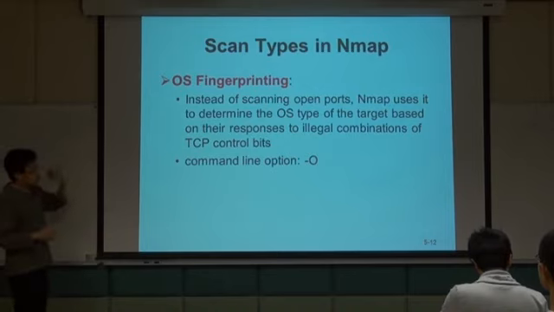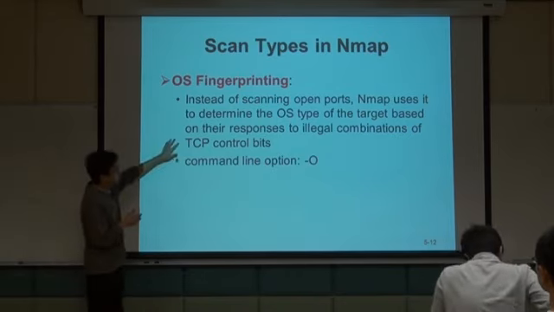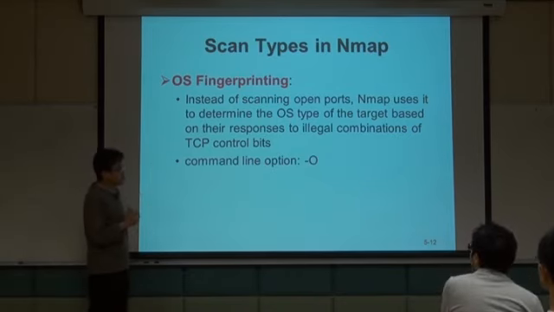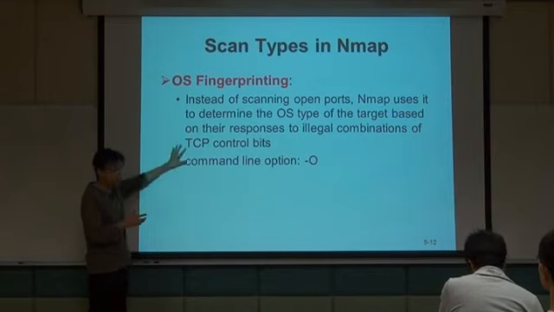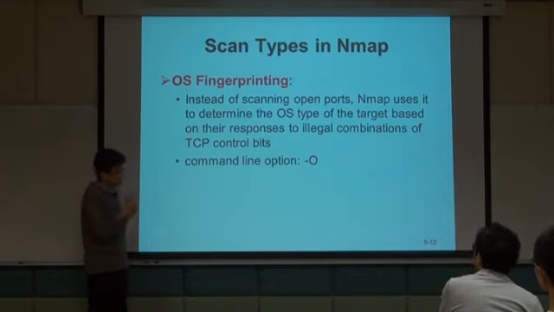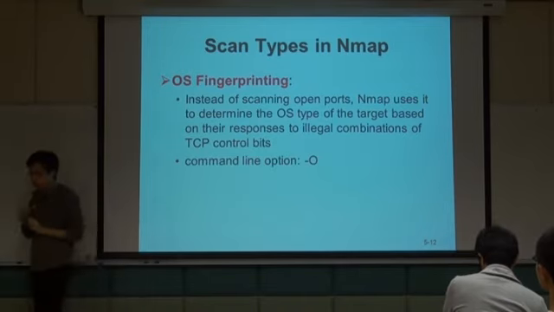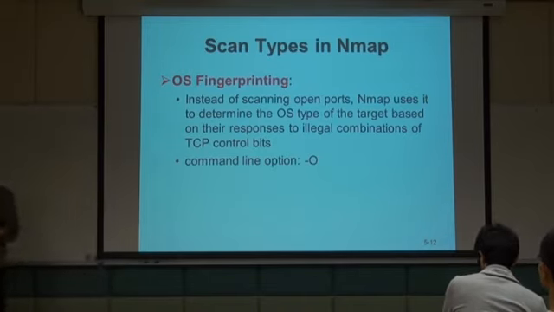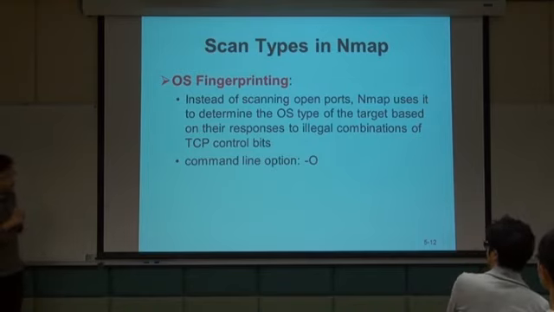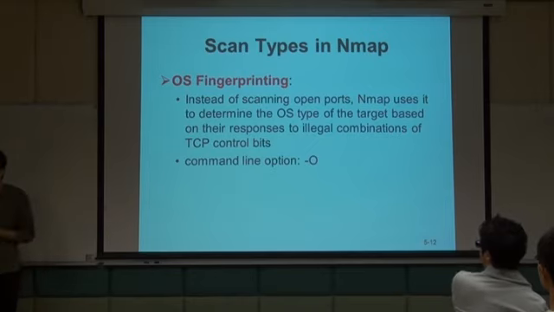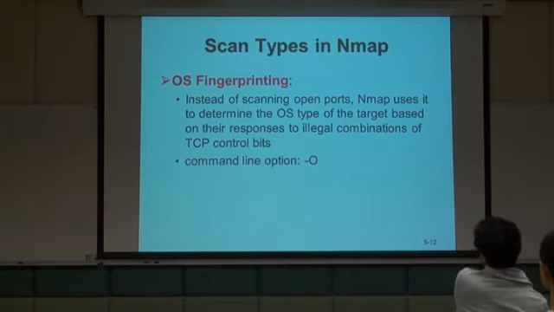Now another one is called OS fingerprinting. That one is a little bit tricky. You look at how the system responds to some illegal combinations of control bits. I also don't know exactly how it works, but the idea is you look at different operating systems and how they respond to different control bits. I don't quite know this behavior, but this is the option that is provided. So these are the scan types that are available for you to determine if a port is open.